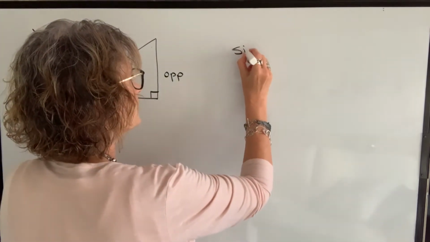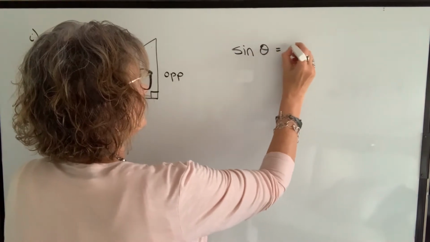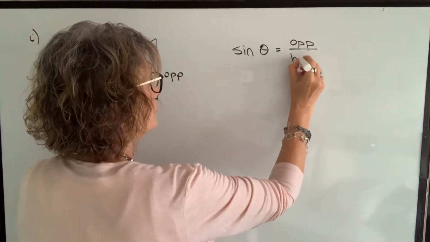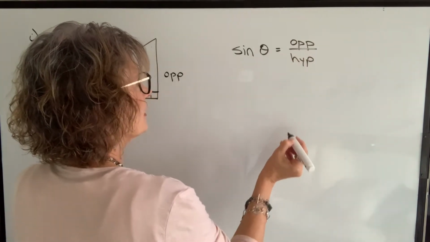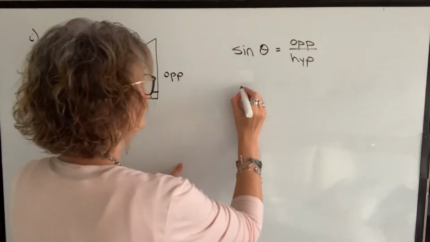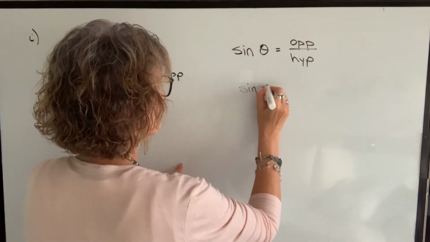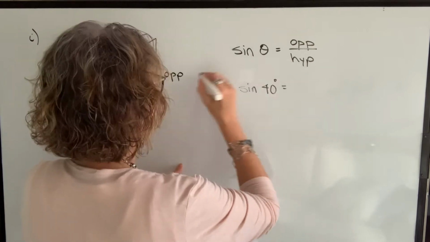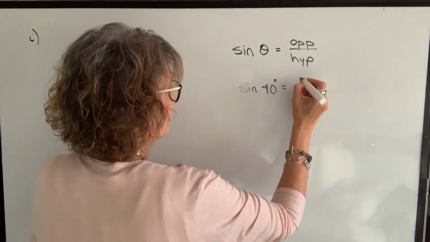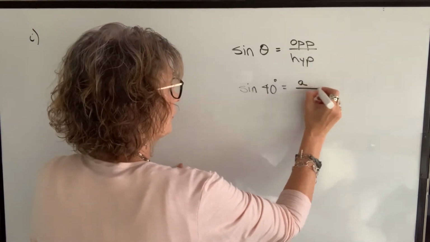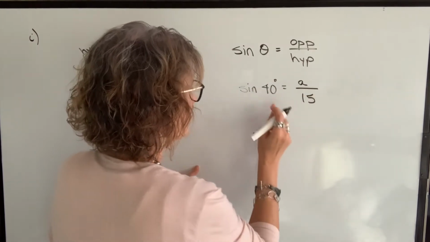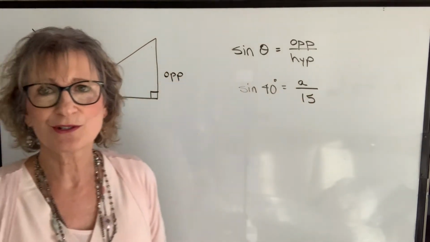So we know that the sine of any angle is defined as the ratio of the side opposite the angle to the hypotenuse. So we're going to use that and we're going to plug in the information we know. We know our angle is 40 degrees. We know our side opposite, we don't know that, so we can call it an X or an A or a B, whatever you want to call it. And we know the hypotenuse is 15. So as long as we only have one unknown, we can solve this.